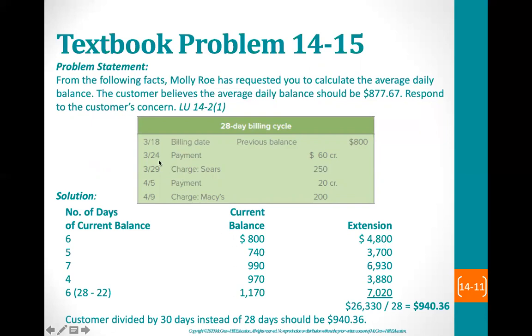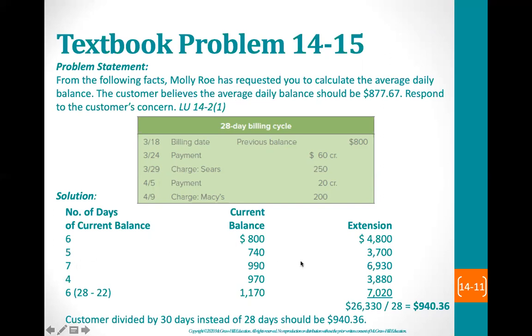$740 stays that way for 5 days. 5 times 740 is $3,700. Then she makes a charge of $250. The previous balance of $740 plus $250 gives us our new balance of $990. $990 stays that way for 7 days from 3/29 to 4/5.